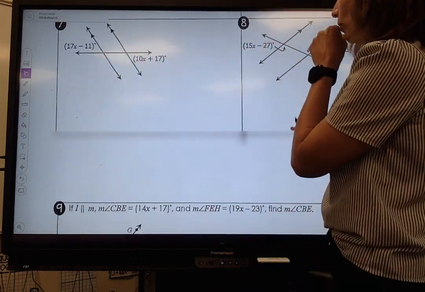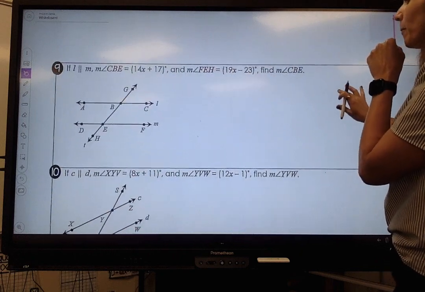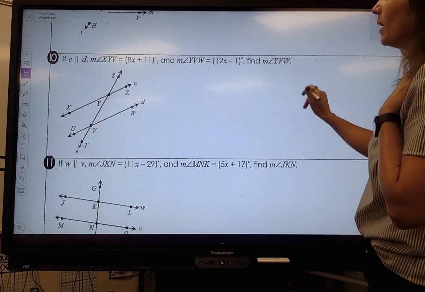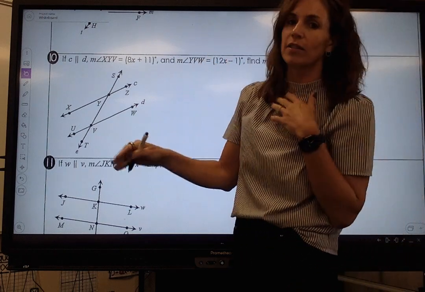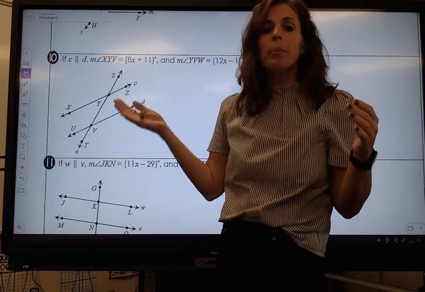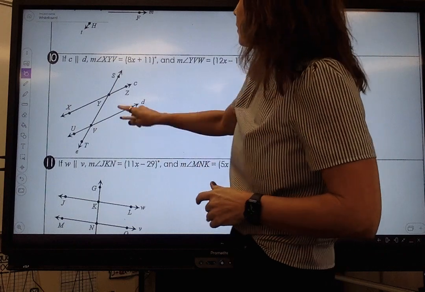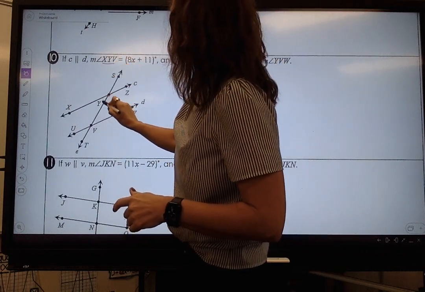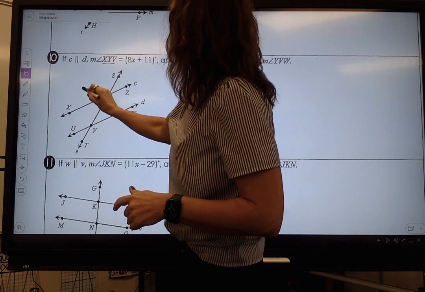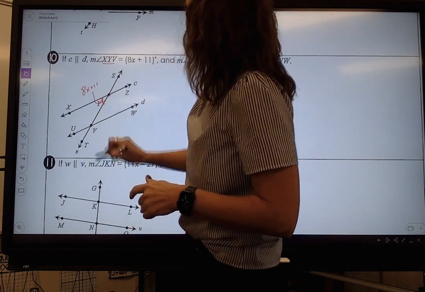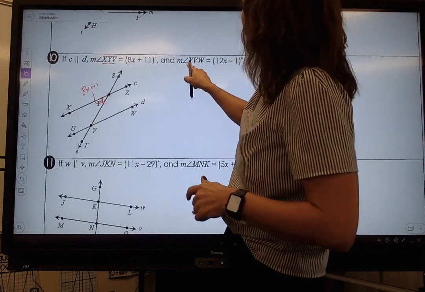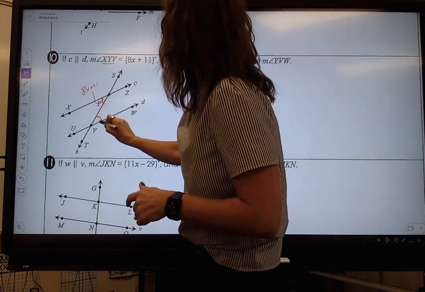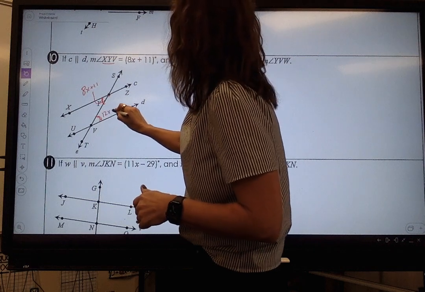So that's how you solve the ones with algebra. Let's do a couple on the back real quick. Here they give us a diagram, and then they're just going to tell us. If they give you a diagram, put the angle measurements where they belong. So angle XVY, this angle right here, is going to be 8x plus 11, and YVW, this one right here, is going to be 12x minus 1.